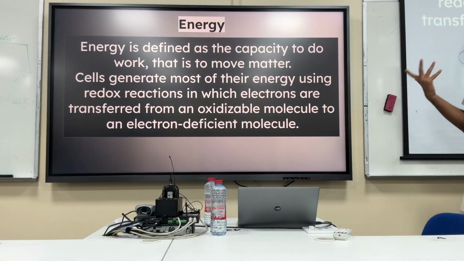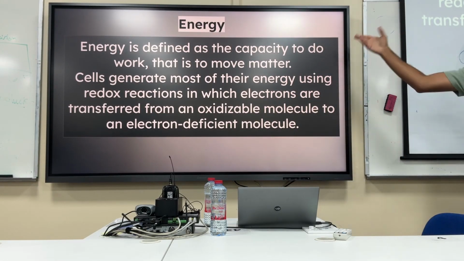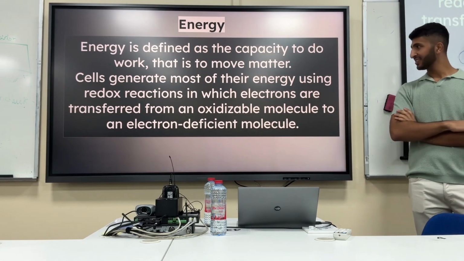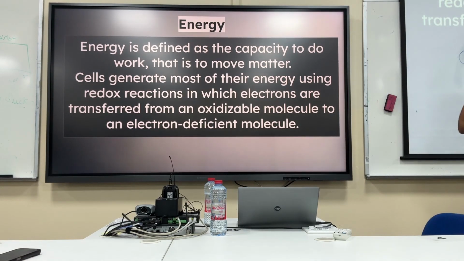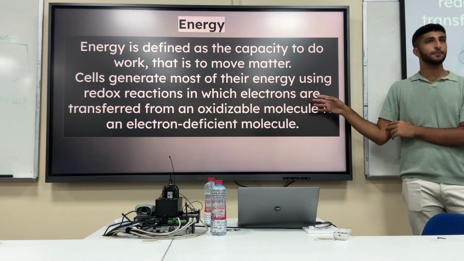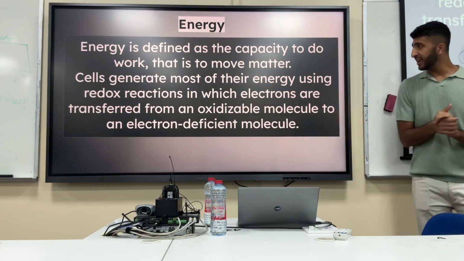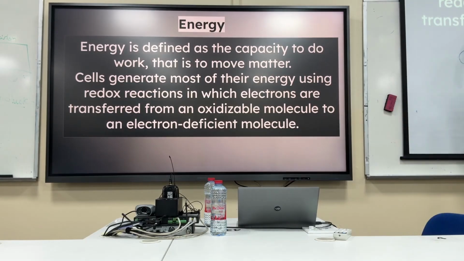Now, energy. Can someone tell me what energy is? Just read it. Energy is defined as the capacity to do work, that is, to move matter. Cells generate most of their energy using redox reactions in which electrons are transferred from an oxidizable molecule to an electron deficient molecule. Which kind of reactions did she say? Redox. Redox is the main reaction that we use to make or use energy.